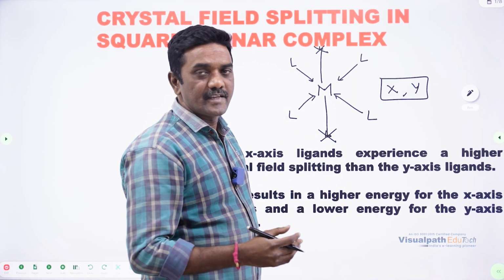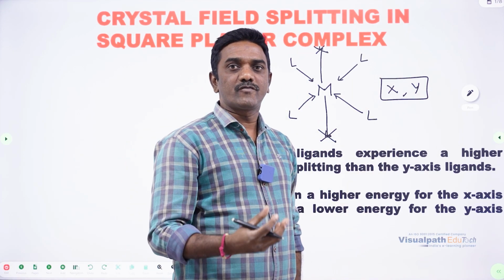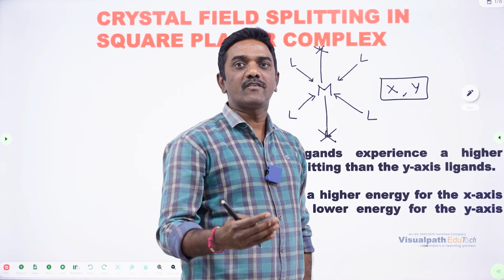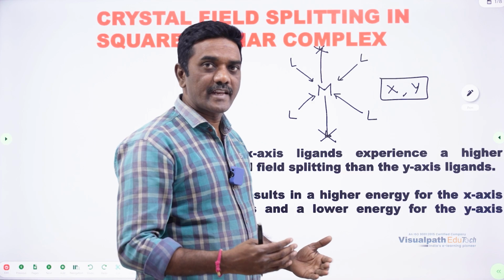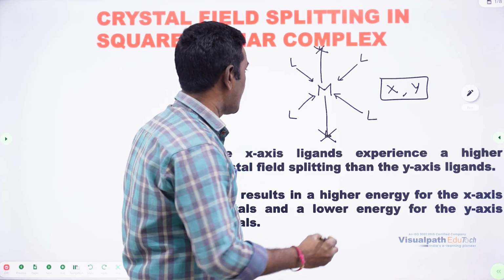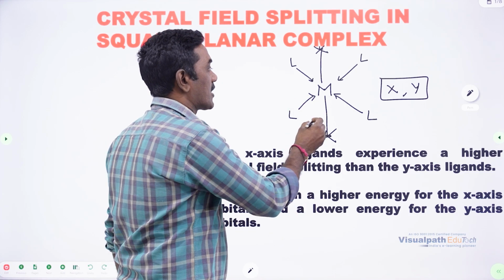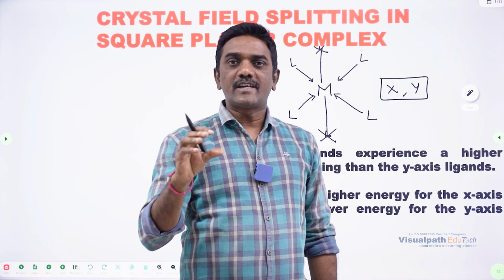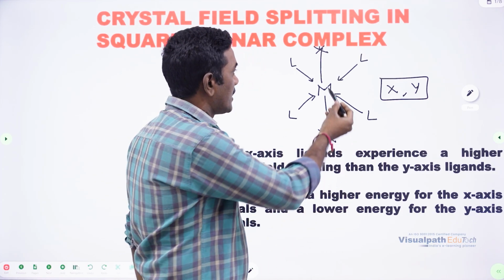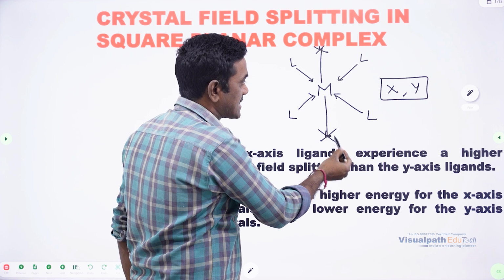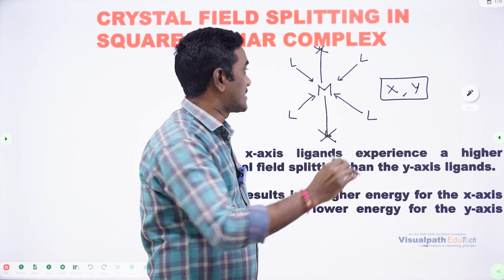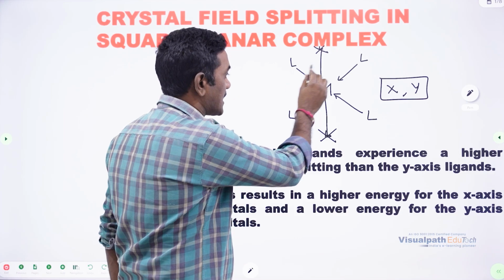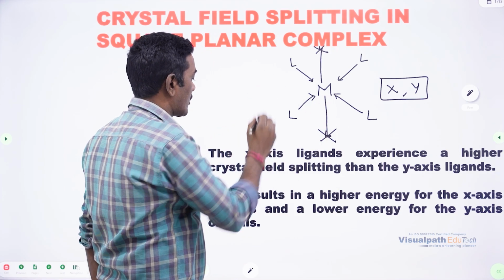right? And depending on the arrangement of the ligands, the splitting varies. How the splitting varies, now we will discuss. This square planar complex is somewhat related to octahedral. That means in octahedral we consider the z axis, in this one we will not consider the z axis, and so x and y axis only we will be considering in this square planar complex.